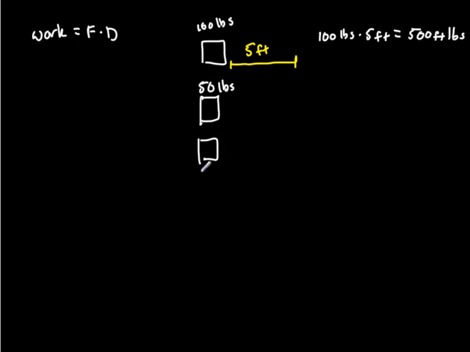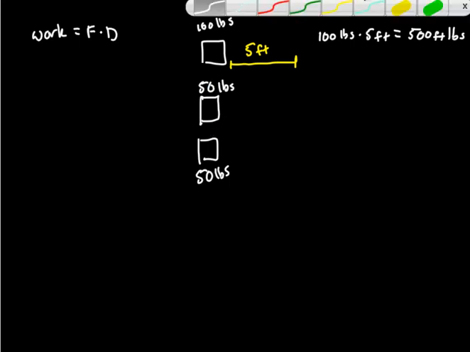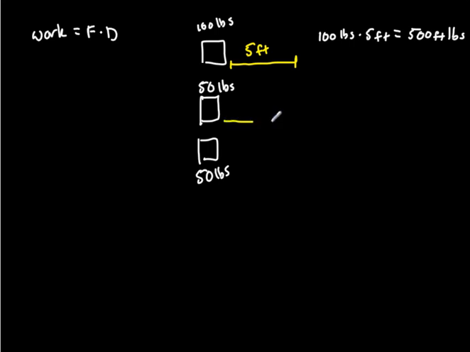So now I actually have two boxes. These two boxes right here represent this full 100 pounds. So we get 50 and 50, two different trips. And we're still going to move it 5 feet, but we're doing it twice. So really the total distance is actually 10 feet. So we're moving 50 pounds, basically 10 feet, instead of 100 pounds, 5 feet.